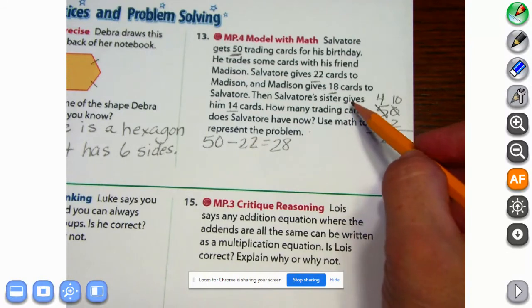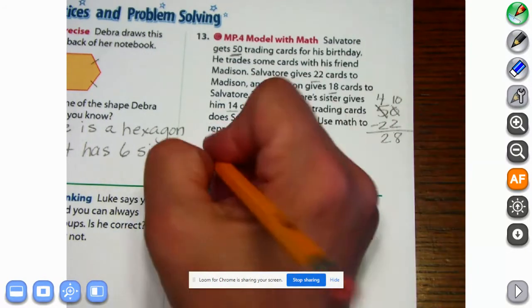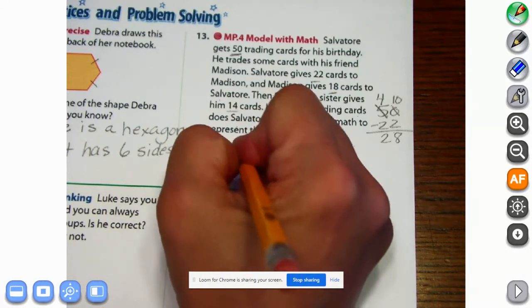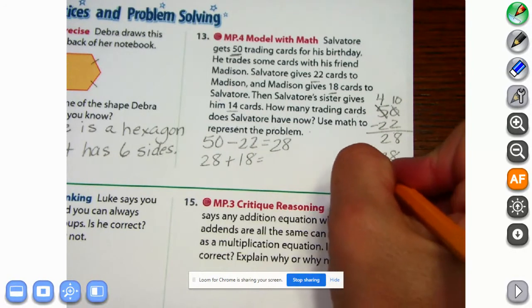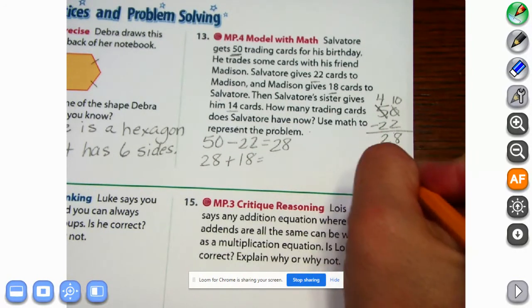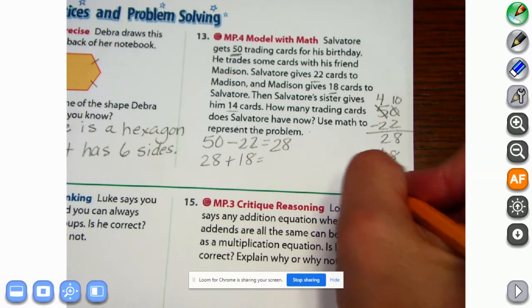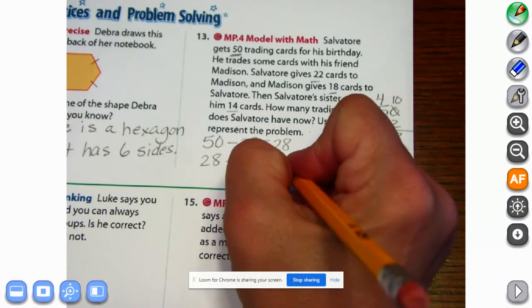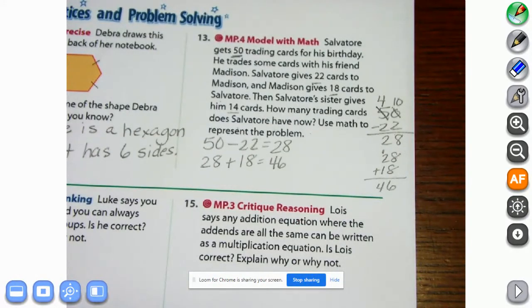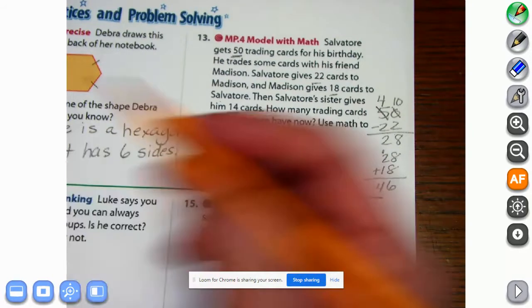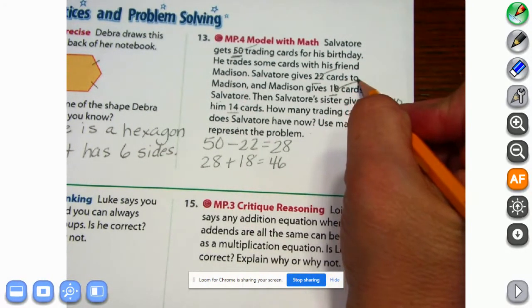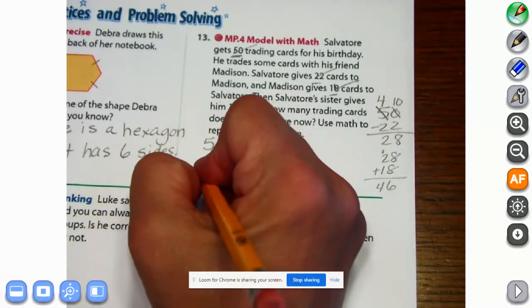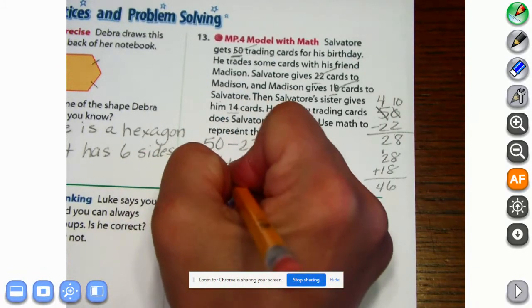Madison gives 18 to Salvatore. Okay, so now he just got 18 more. 28 plus 18. 8 plus 8 is 16. Carry 1. 1 plus 2 plus 1 is 4. So now he has 46 cards. Okay, so we've done all of 50, gave away 22. She gave him 18. Now his sister gives him 14. So 46 plus 14.